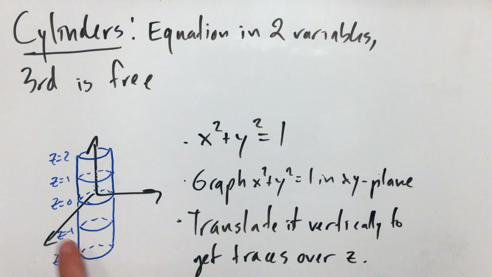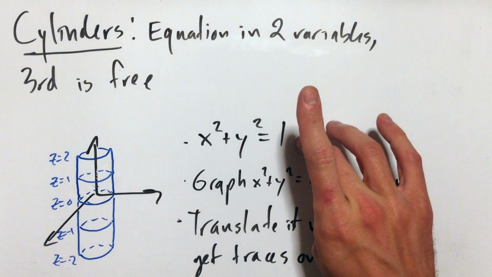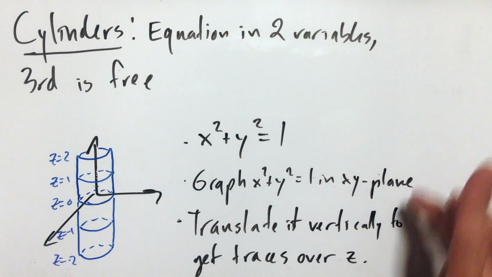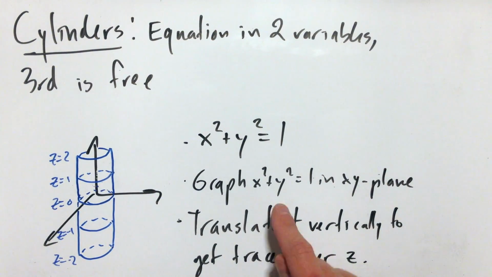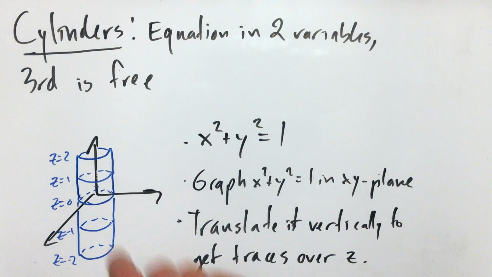So if I look at the cross section where z is equal to 0, that's just a graph in the xy plane, that's a circle of radius 1. It looks like I've centered it at the origin, so great, its equation is x squared plus y squared equal to 1. Now, generally, to graph something like this, what I can do is take this equation, x squared plus y squared is 1, and graph it in the xy plane right here.